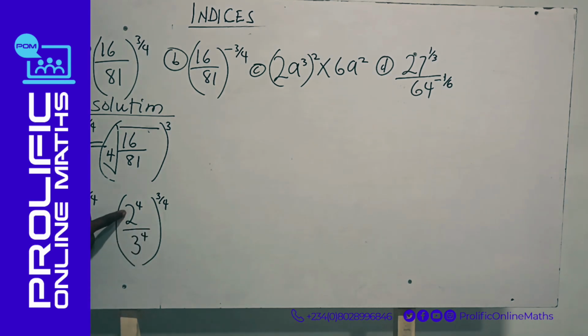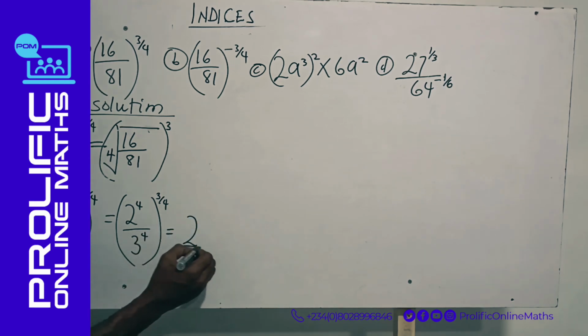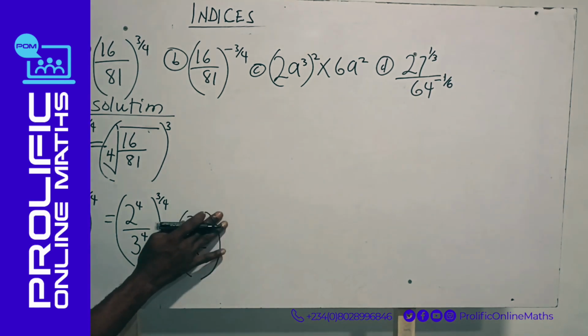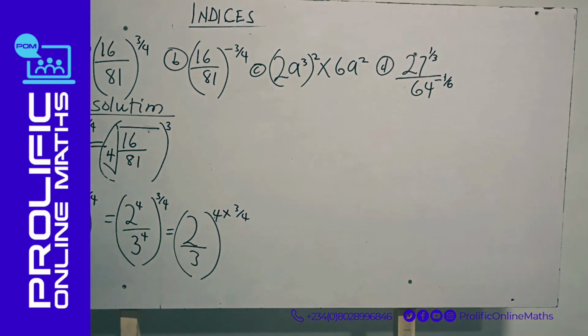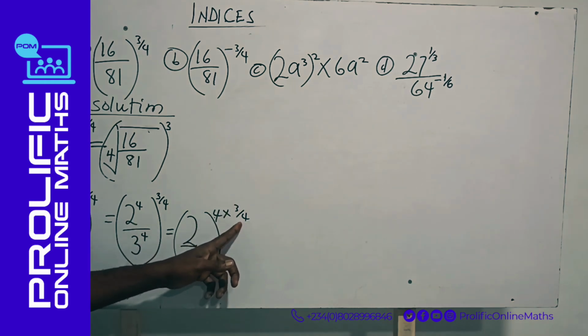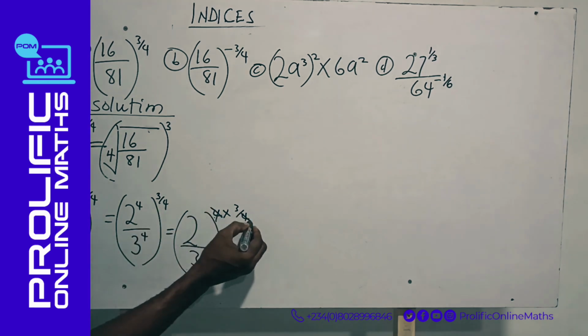Now, if you look at it very well, 2 raised to power 4 and 3 raised to power 4 have something in common, which is 4 and 4. So we can factorize it out like this: (2/3) close bracket raised to power 4, which is common to both of them, then multiplied by 3/4, which is the power. Now, if you look at this very well, this 4 can cancel this 4.